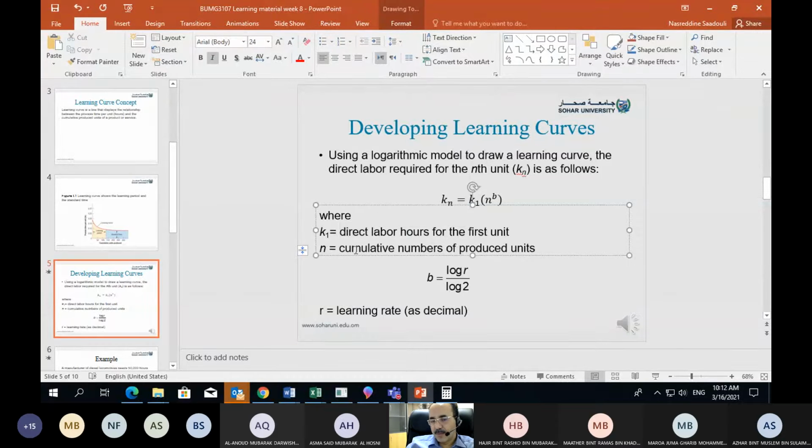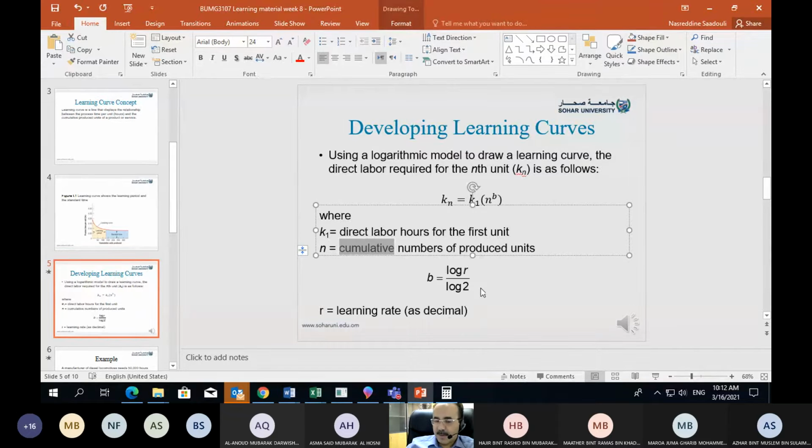N is the cumulative number of produced goods, and this is important to keep in mind. We're talking about the cumulative. So for instance, if I produced 5 in the first period and 10 in the second, the cumulative is 15. So the cumulative from the beginning up to whatever point in time we are at.